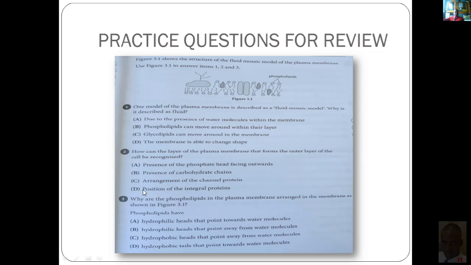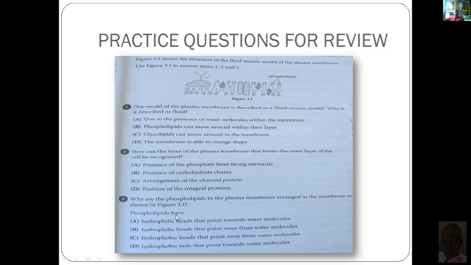The membrane is able to change shape. So D is definitely out, because we're not talking about why it would be fluid. A is definitely out because we know that water just passes through the membrane. B and C are the 2 close answers, but let us examine B and C again.